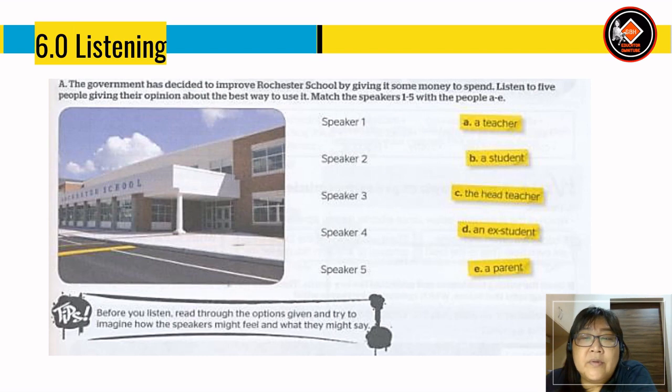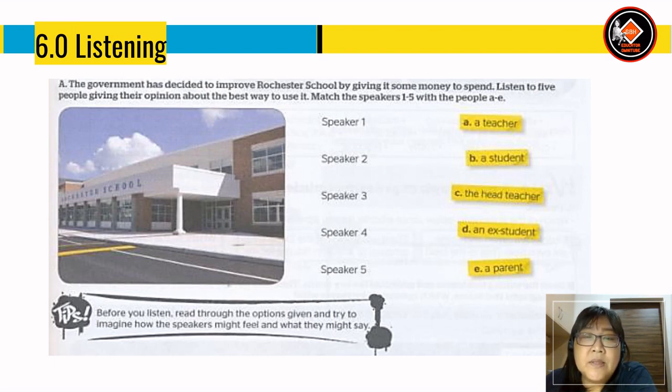Let's continue with our listening lesson. The government has decided to improve Rochester School by giving it some money to spend. Listen to 5 people giving the opinion about the best way to use it. Match the speakers 1 to 5 with people A to E.